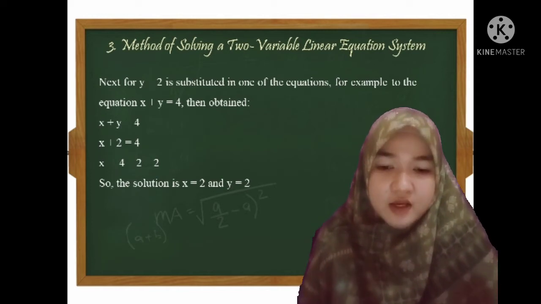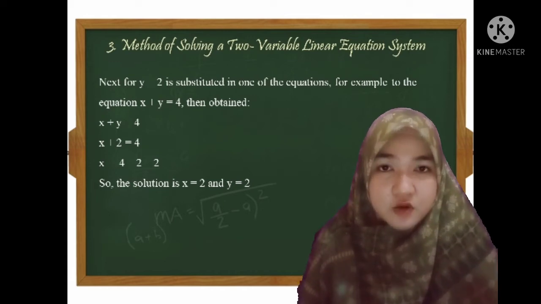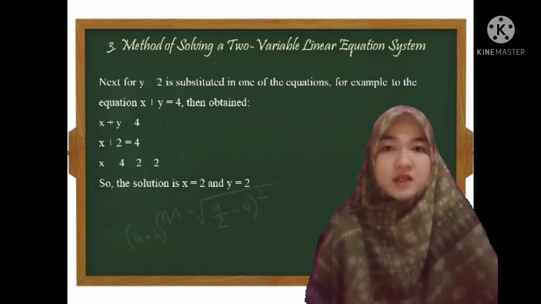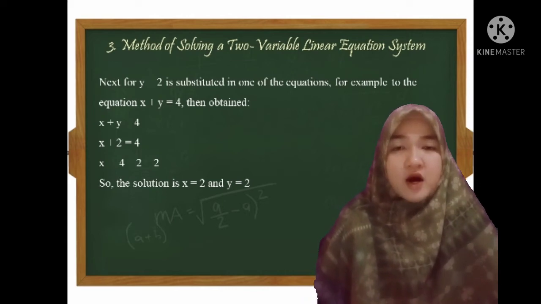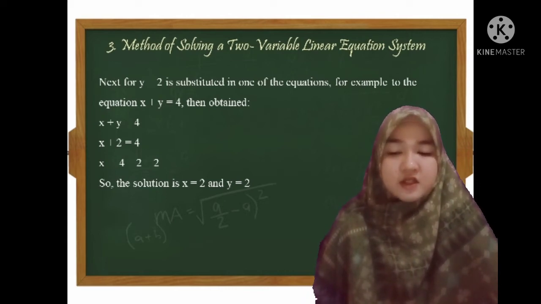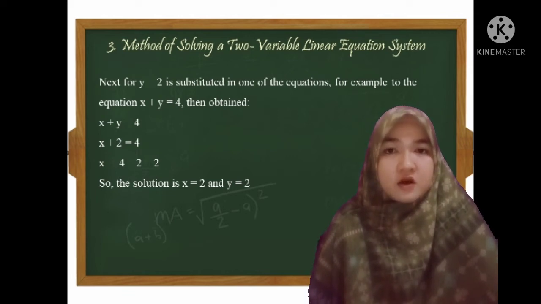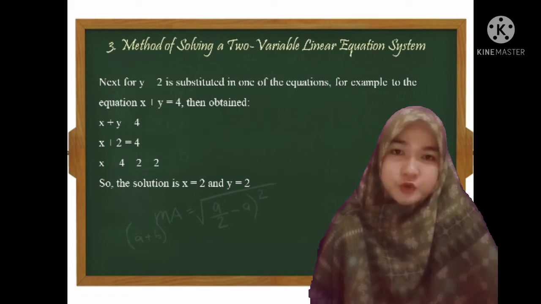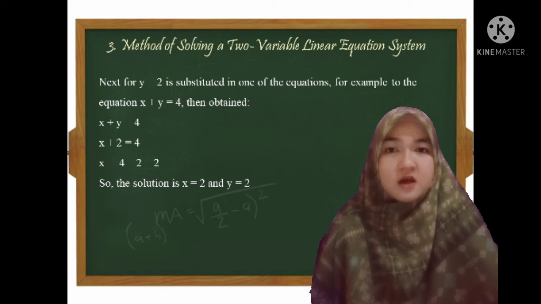Next, y equals 2 is substituted into one of the equations. For example, into the equation x plus y equals 4, then we obtain x plus 2 equals 4, and x equals 4 minus 2 equals 2. So the solution is x equals 2 and y equals 2.